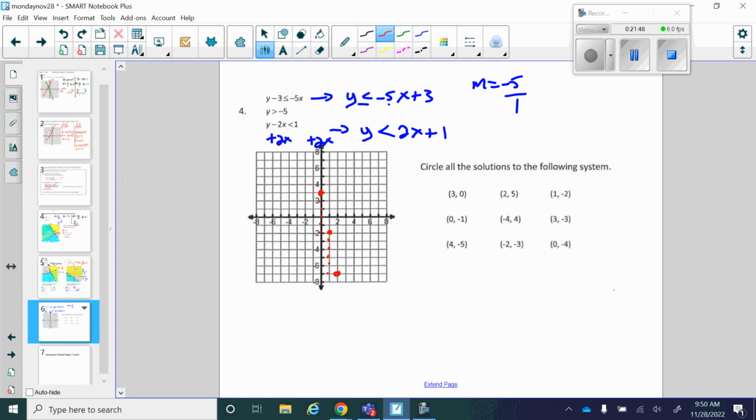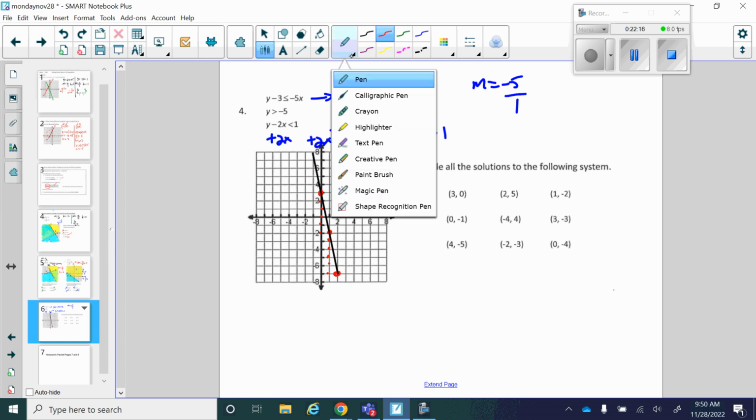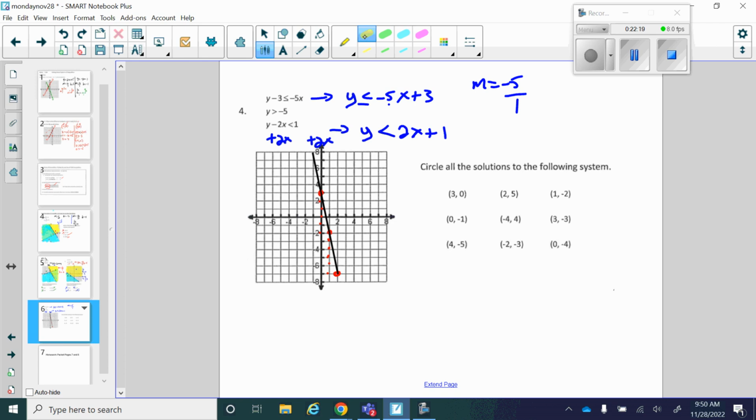All right, let's connect my dots now. So this is a less than or equal to, so I'm going to use a solid line. Ooh, that's a dashed line. Let's go back. That is a dashed line. I need a solid line. Here we go. Right there. And I'm shading now below the line. So let's go with yellow. I'm going to shade everything below the line here. Good.